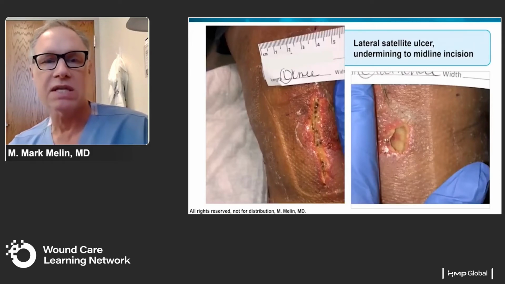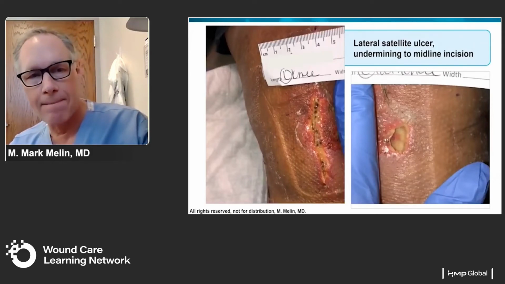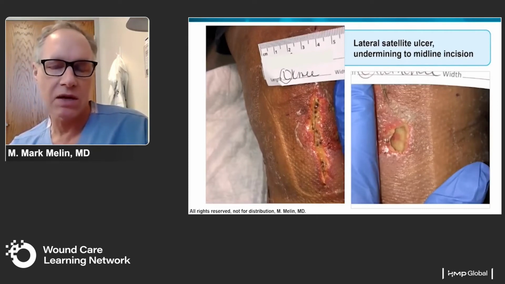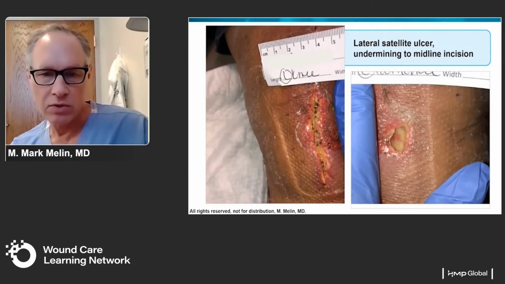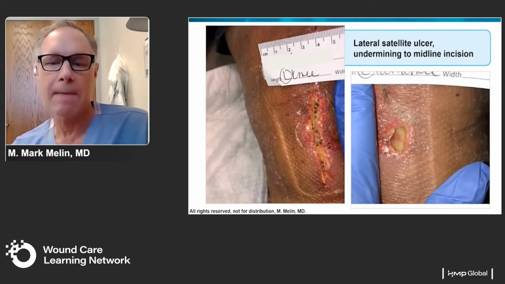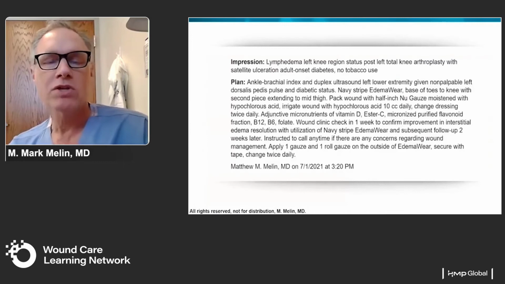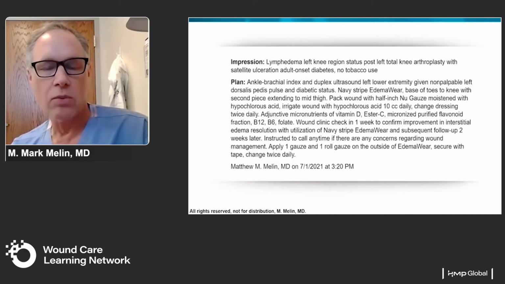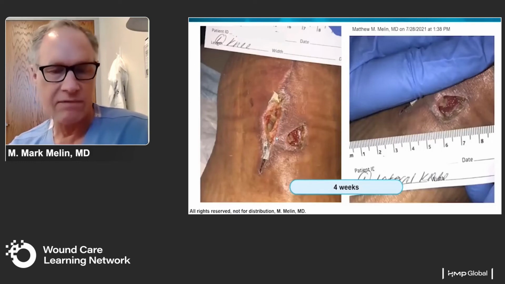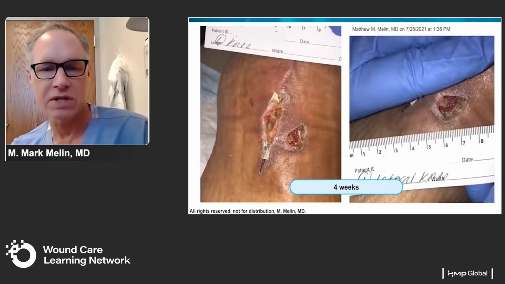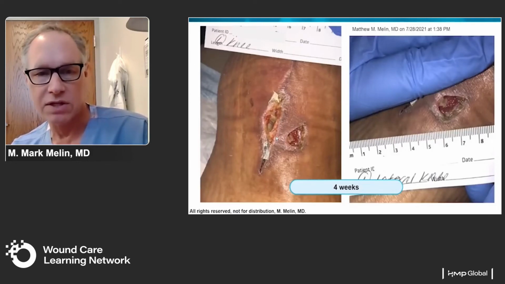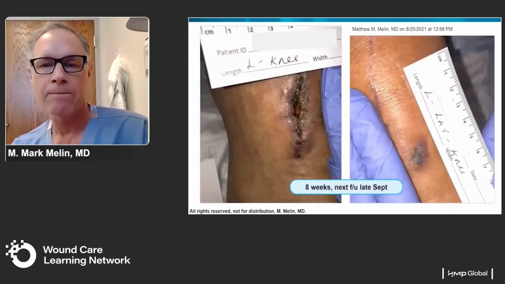So here again, you can see, now this is a little disorienting. The top of the picture is the knee, the bottom would be the ankle, and then the leg was turned a little bit to the outside to be able to see where there was a satellite lesion that then undermined towards the midline wound. So we started the lymphedema component. We got going on hypochlorous acid irrigations of that wound and putting a packing in there, and then started on the adjunctive micronutrients and the micronized purified flavonoid component. So here the patient is at 4 weeks, good granulation tissue, never had hardware exposure, ABIs were good.